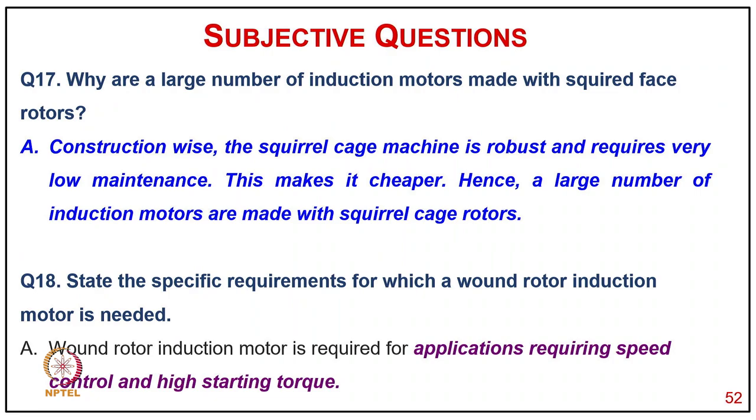Now, question 17, why are a large number of induction motors made with squirrel cage rotors? Construction wise, the squirrel cage machine is robust and requires very low maintenance, and this makes it cheaper, hence a large number of induction motors are made with squirrel cage rotors.